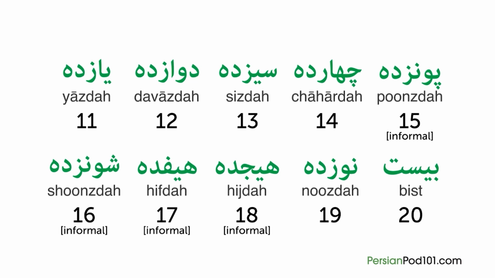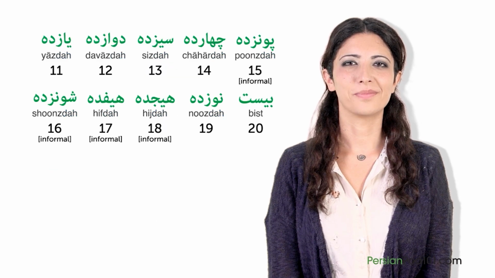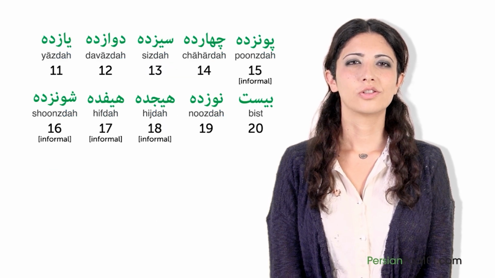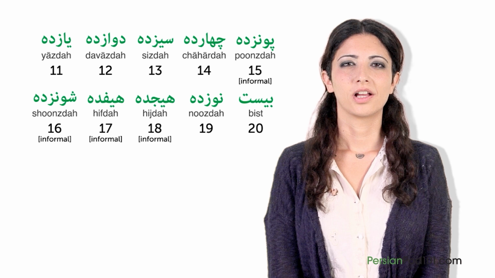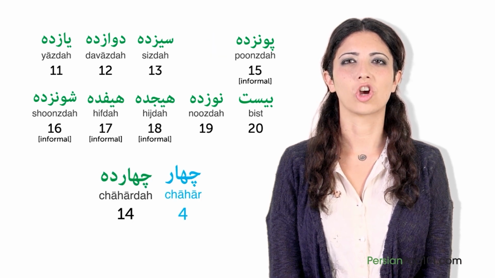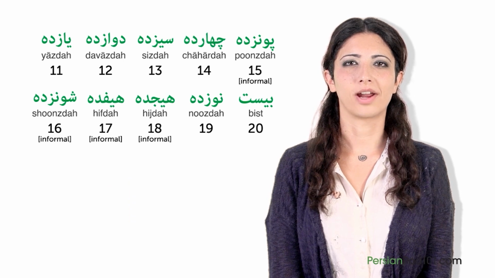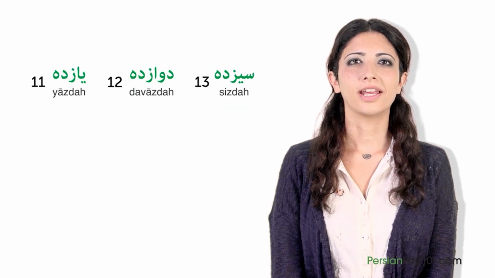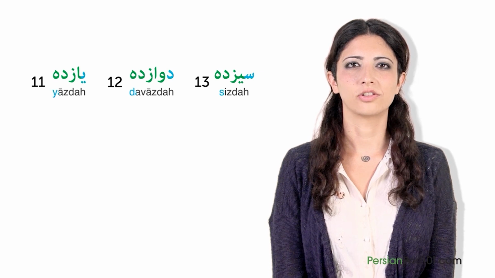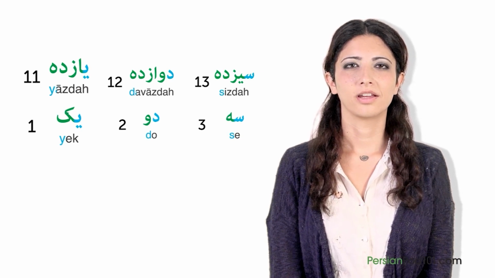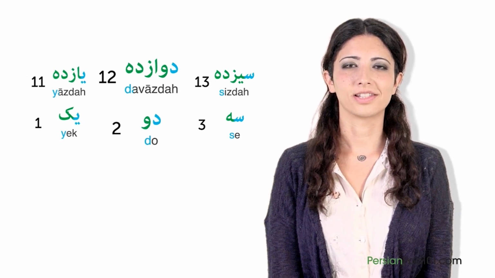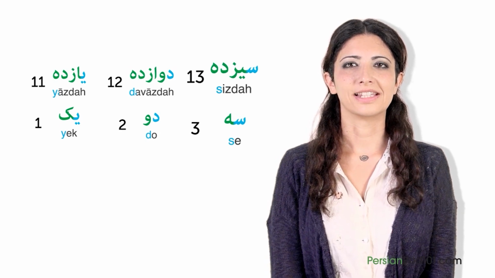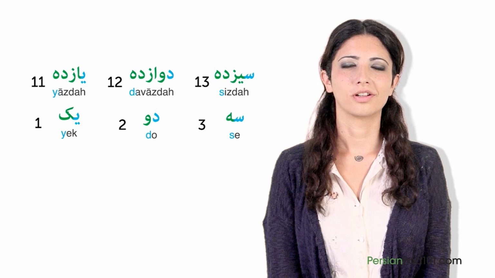Notice that all these numbers, except 20, have dah in the end. These numbers may seem harder to remember, so you really just have to memorize them. Some of them look a lot like their base numbers, like chardah and chahar, but others you will have to memorize. Luckily, you can get a hint from the similarities of their first letter to their base numbers, like ye in yek and yazdah, d in do and davazdah, s in sizdah and se, and so on.